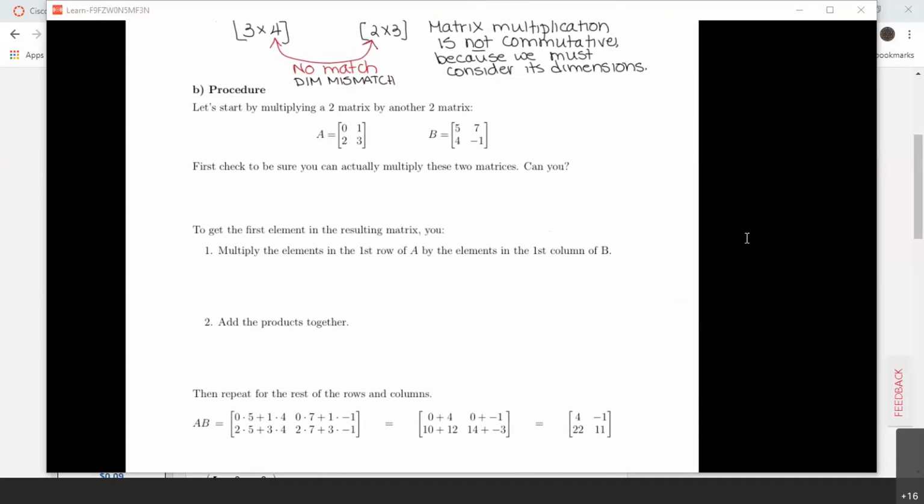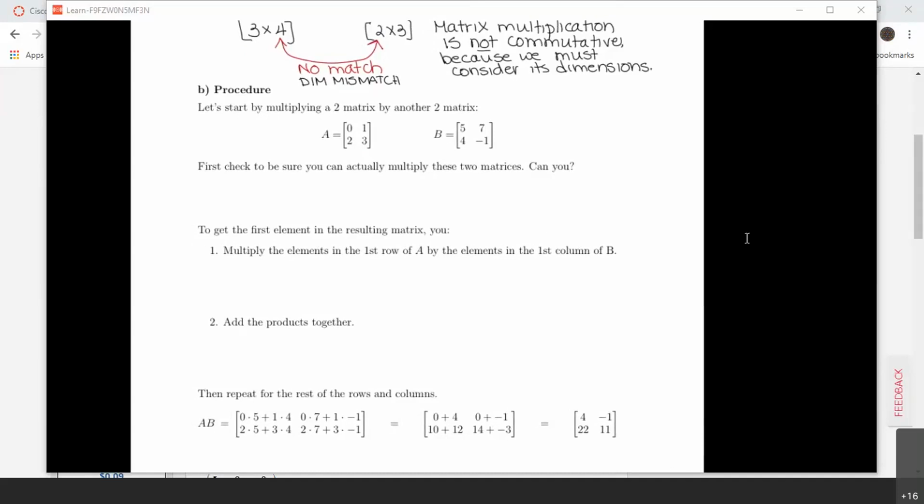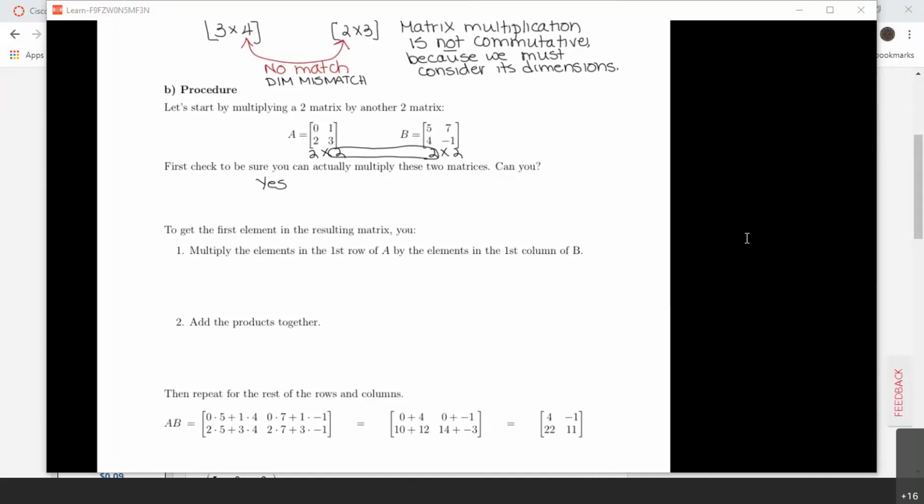What are the sizes? Somebody want to type in the chat? Miguel's saying 2 by 2. Does everybody agree with that? Yep. 2 by 2. Good. And you can see, again, these inner dimensions match. So I can multiply the two matrices for sure.